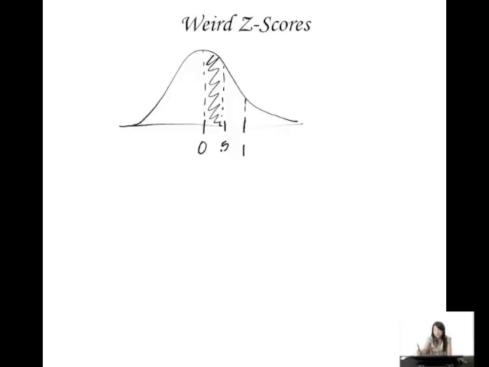So how do we deal with this? Well, there's two ways of dealing with these weird z-scores and how to go from these weird z-scores to probabilities that we don't know yet, right?